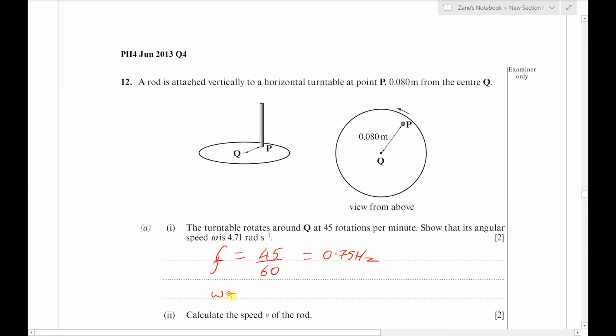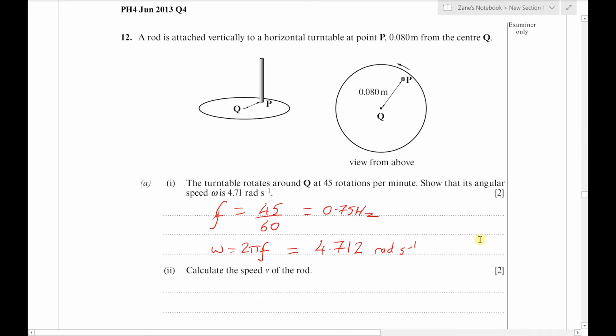Then we can use omega is equal to 2 pi f. That's not given in the data book, but it should be fairly obvious, because the number of radians rotated through in every revolution is 2 pi. So if we multiply 2 pi by the number of revolutions per second, we get the number of radians per second. We're asked to show that it's 4.71. If I give an extra figure from the calculator, it's 4.712 radians per second.